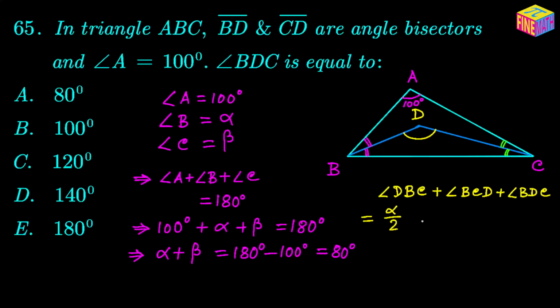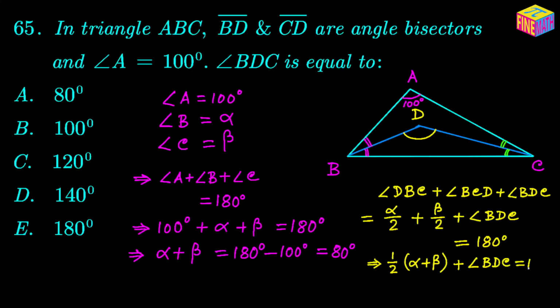So this is alpha over 2, plus angle BCD, which is also half of angle C, so that is beta over 2, or half of beta. And then angle BDC is the angle we have to find, so let me keep it as is. For this triangle, the sum of the three interior angles will definitely be equal to 180 degrees. So can we say half of alpha plus beta, plus angle BDC, is equal to 180 degrees?